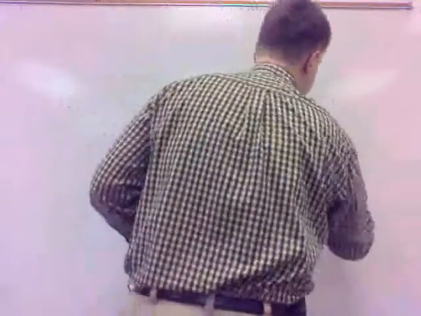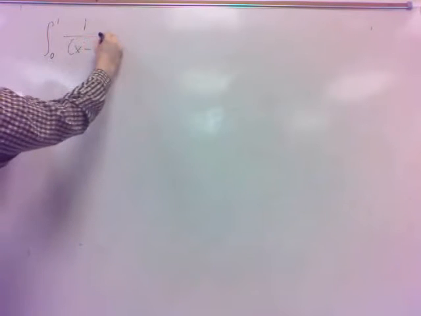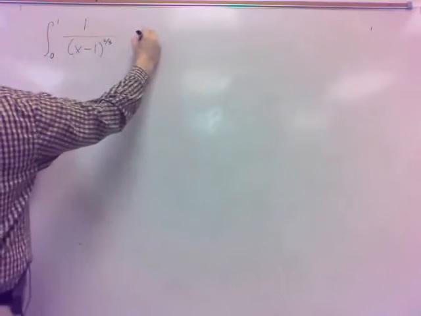All right. What about this one? Okay, so yeah, we'll do one with 1 in the middle here in a second. Let's do the integral from 0 to 1 of 1 over x minus 1 to the 2/3 dx.